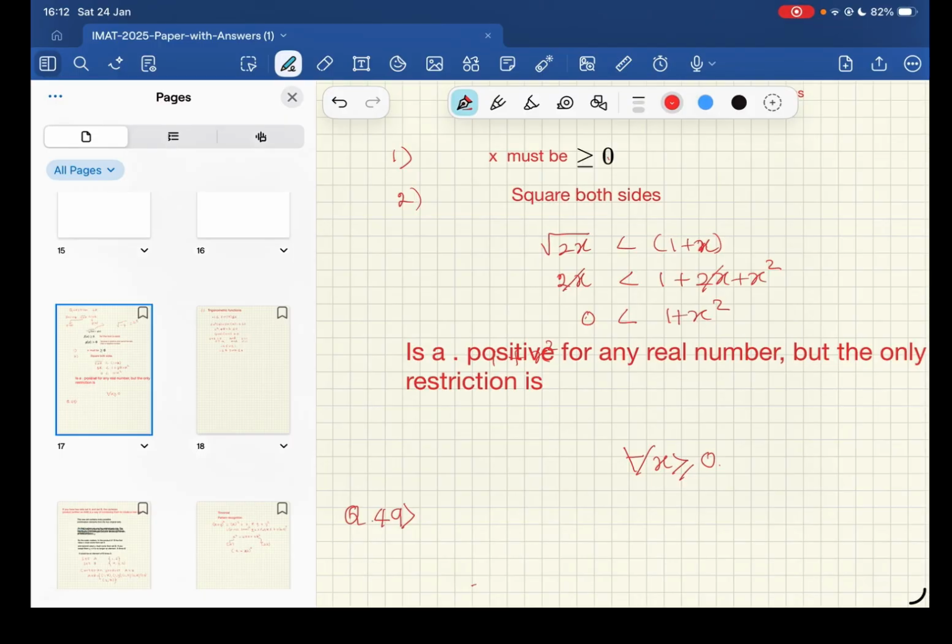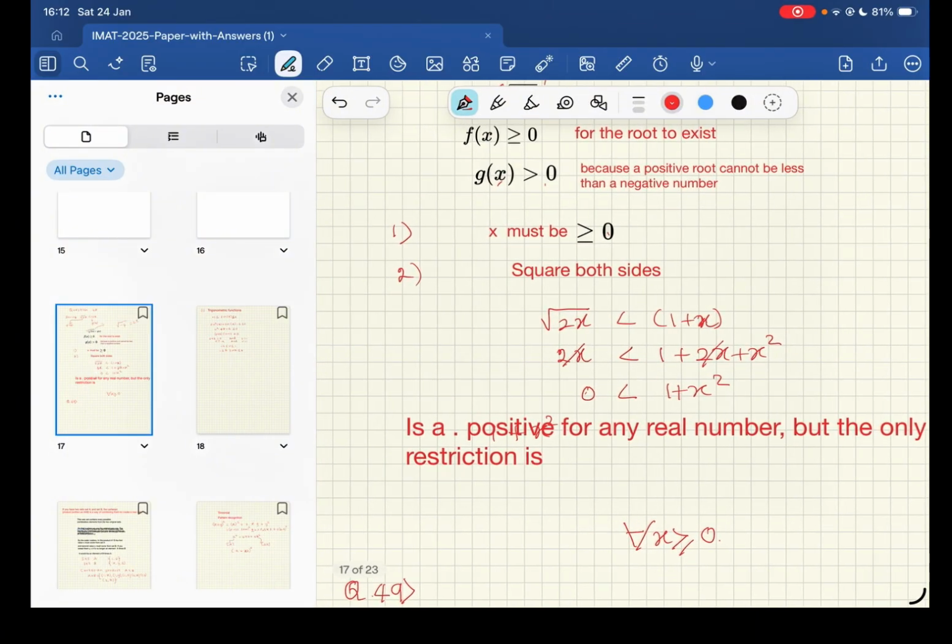So root of 2x is less than 1 plus x. Let me square either side. 2x is less than (1 plus x) squared. If you have a problem with expanding (1 plus x) squared, write down the first term and the last term. We square the first term, square the last term, and the middle term would be 2 times the first term and the second term. That's a simple binomial expansion.